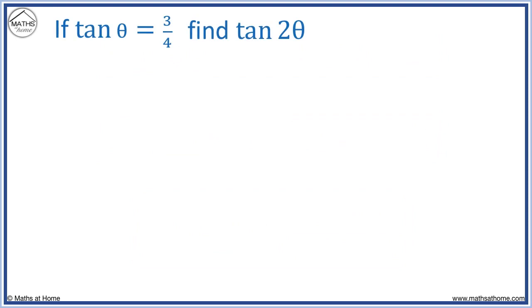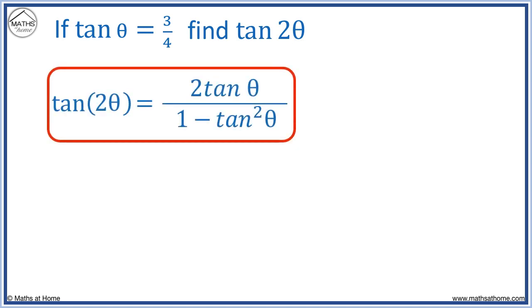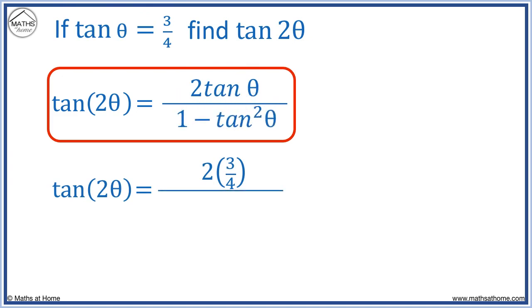If tan theta equals 3/4, find tan 2 theta. We use the double angle formula and substitute each tan theta with the fraction 3/4. 2 tan theta becomes 2 times 3/4. 1 minus tan squared theta means 1 minus 3/4 squared.